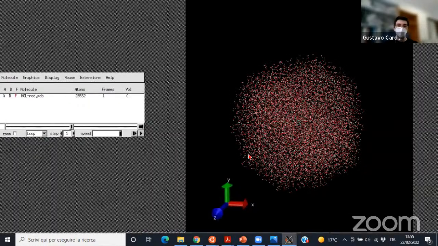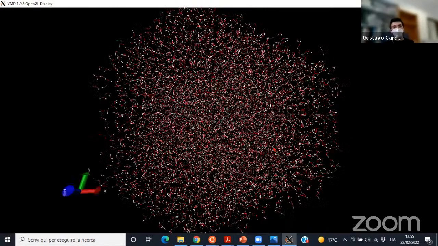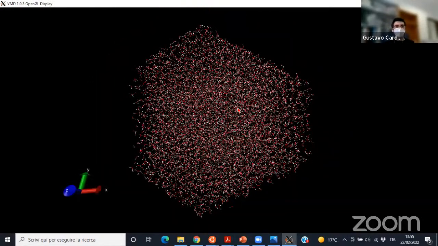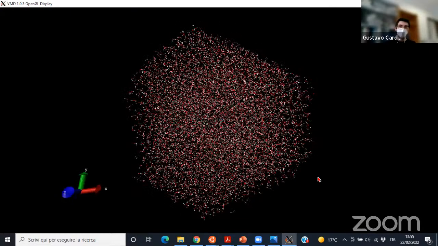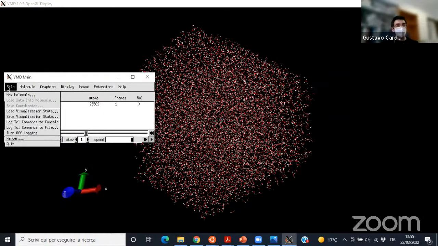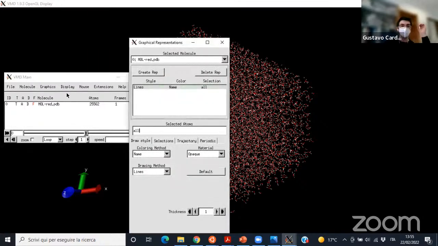Okay, so we have already used VMD plenty of times. As you can see, it is kind of a truncated octahedron. It's not quite an octahedron because you have it truncated at all its, how do you call them, vertices. Okay, so we know how to do this. We go to graphics, representations. Okay, I hope you can see this thing here.